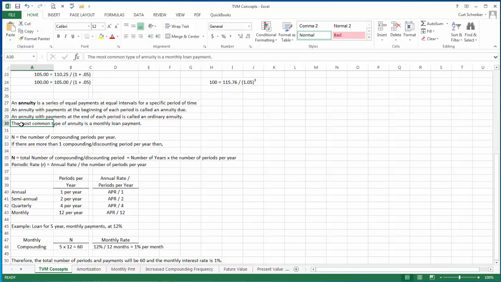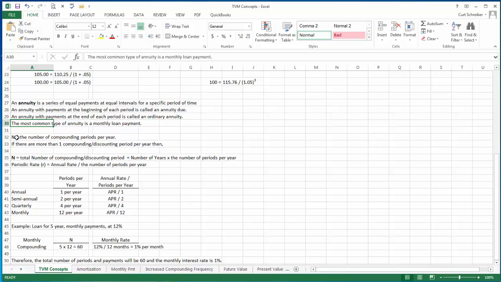The most common type of annuity is a loan payment. Any type of monthly loan payment that you have is set up as an annuity. Other common annuity types might be a monthly phone bill. If your phone bill is the same amount month after month, and you have a contract for 2 years, that 2-year period is reflective of an annuity.